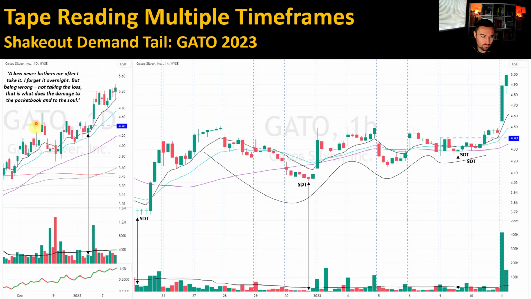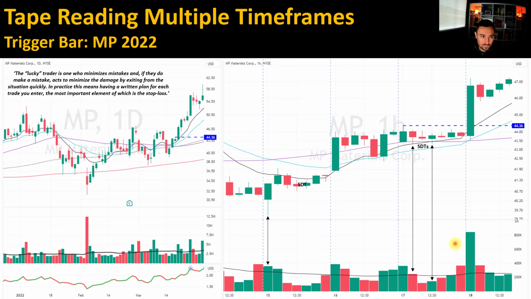GATX, here's one I bought. VCP, 1 contraction, 2 contraction, 3 contraction. Took a little while for this one to go, but around the lows of the base. Shake out demand tail. Little shake out demand tail there, not textbook there. But as it started tightening up, shake out demand tail, low volume. It's really nice to see.